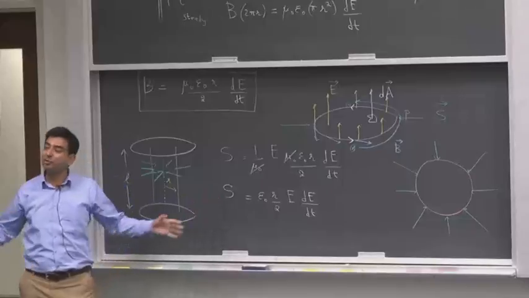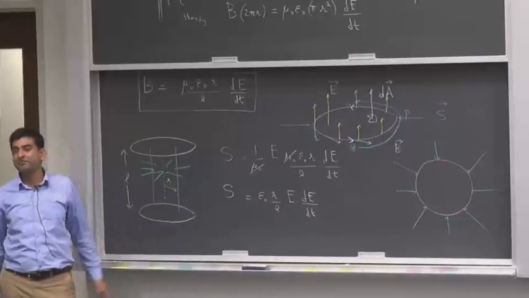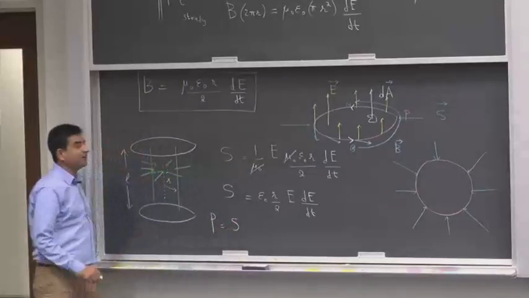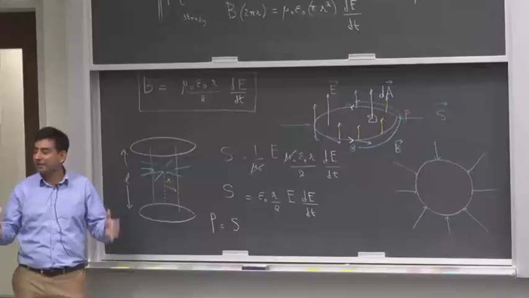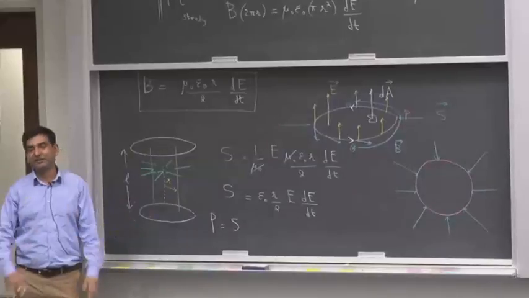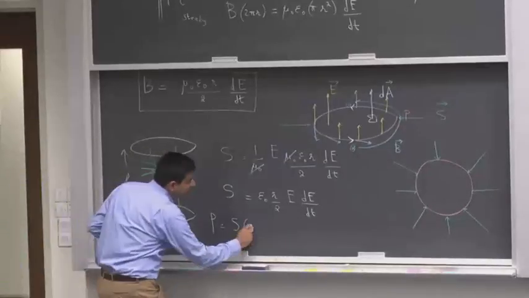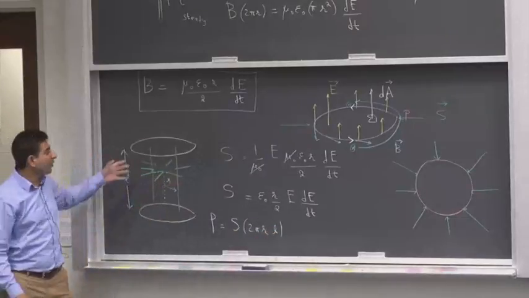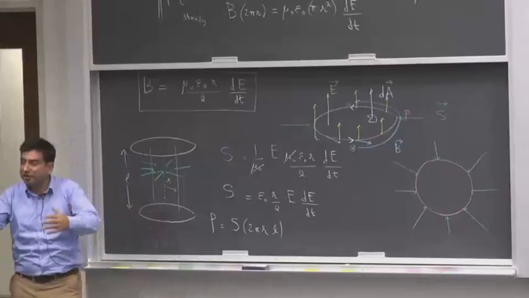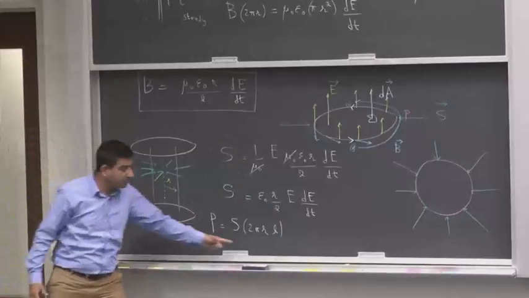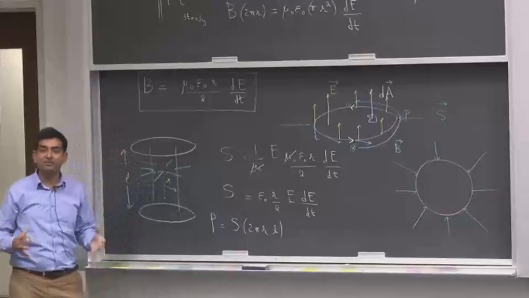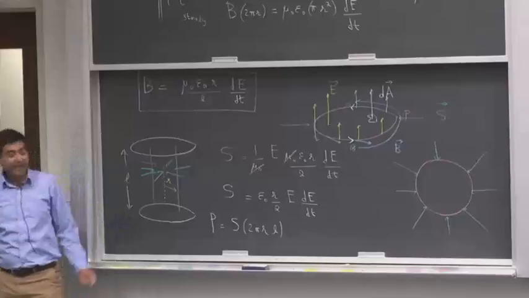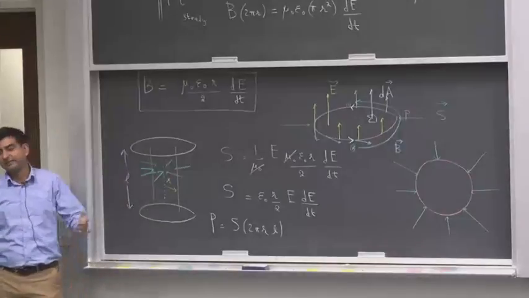If I would like to find out the total energy per unit time, the power that goes into this cylinder, I just multiply this S with the area through which this Poynting vector is piercing. That area is given by 2 pi r l. That's the surface area of this cylinder. So the Poynting vectors are rushing into a surface. That will give me the total energy per unit time that goes into this capacitor, into this volume inside the capacitor.